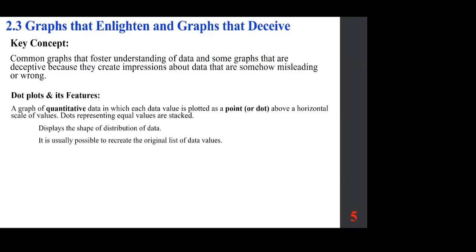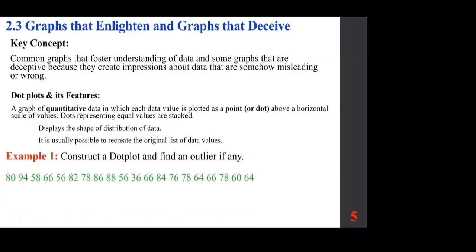Here's a dot plot and its features. A dot plot is a graph of quantitative data in which each data value is plotted as a point above some horizontal scale, and we stack them up. It displays the shape of the distribution, and it is usually possible to recreate the original list of data. It's important to understand what that means, the second part. That means you really have the data, whereas when we look at the frequency distribution table, we don't have every piece of data.